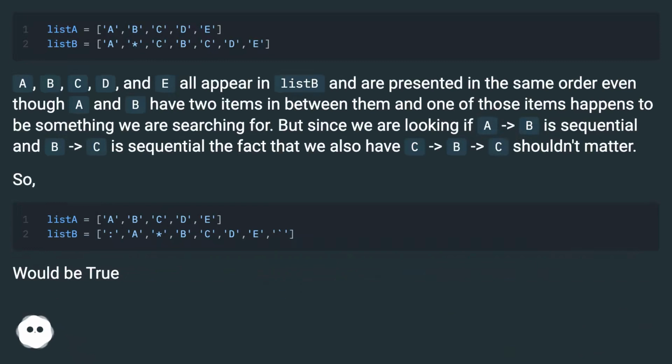A, B, C, D, and E all appear in Lisp and are presented in the same order even though A and B have two items in between them and one of those items happens to be something we are searching for. But since we are looking if A, B is sequential and B, C is sequential, the fact that we also have C, B, C shouldn't matter. So, this would be true.